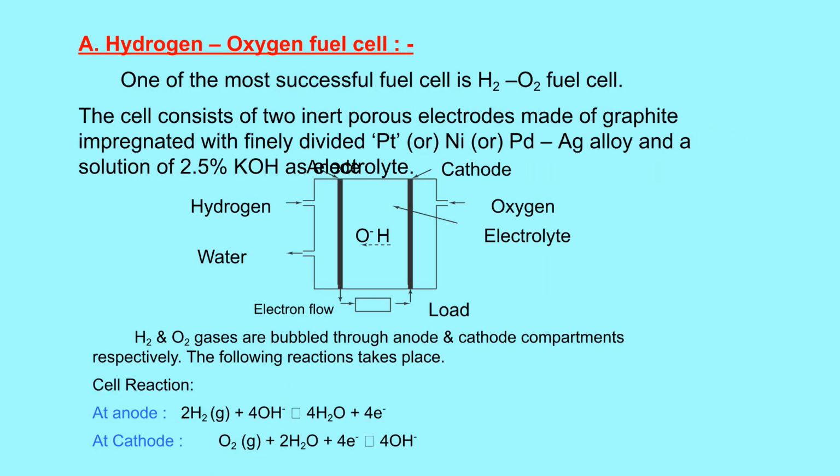The hydrogen-oxygen fuel cell is highly successful. It uses two porous electrodes of graphite impregnated with a catalyst and a potassium hydroxide solution as the electrolyte. Hydrogen and oxygen gases are bubbled through the anode and cathode compartments. The net reaction is the combination of hydrogen and oxygen to produce water, with an E cell of 1.23 volts.